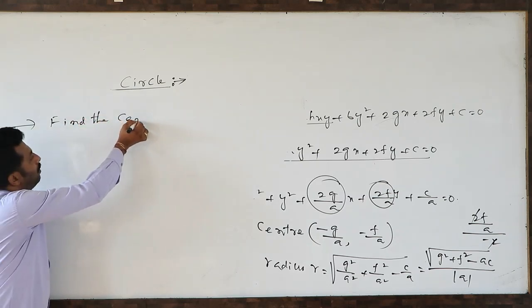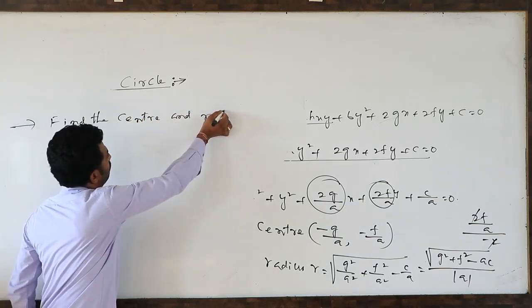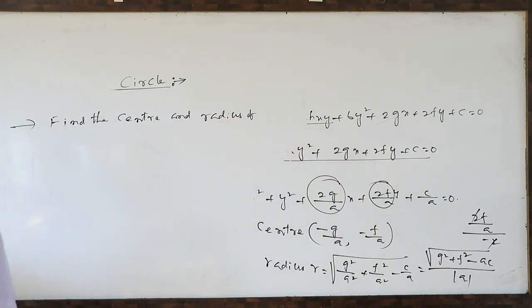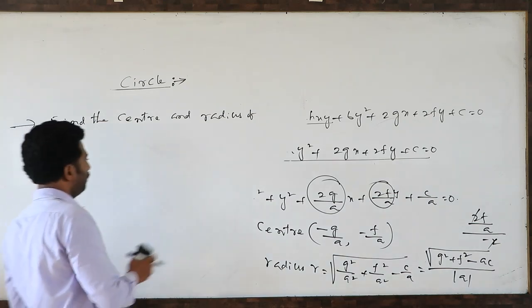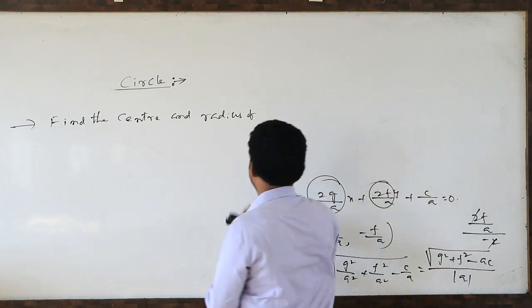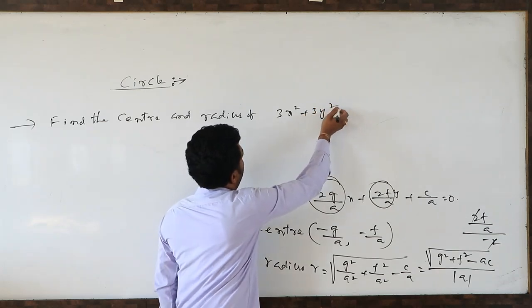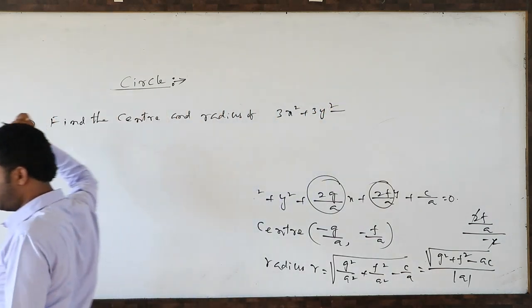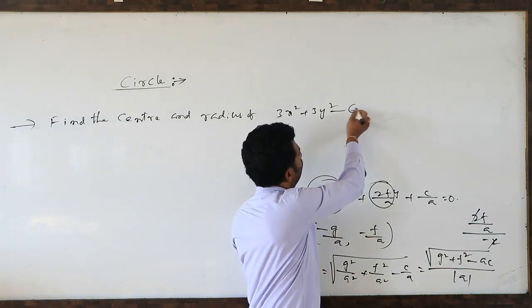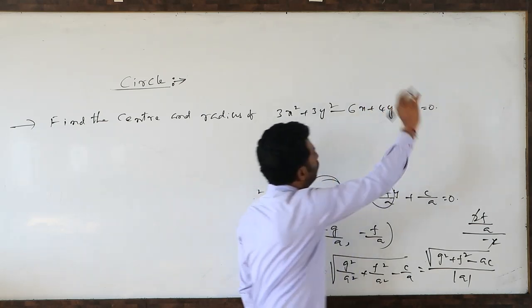Find the center and radius of the circle 3x square plus 3y square minus 6x plus 4y minus 4 equal to 0.